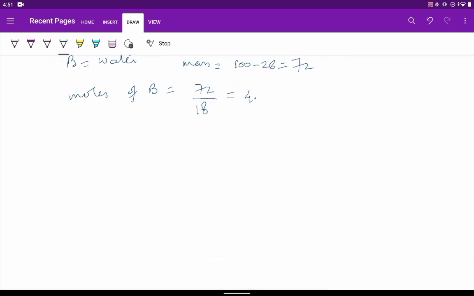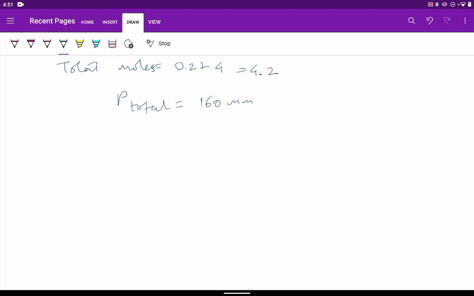So the total moles is equal to 0.2, which was for A, plus 4, that is for water. So we get 4.2. Total number of moles is 4.2. Now total pressure is given as 160 mm. For water, it is 150 mm in pure state, so PB naught is 150.